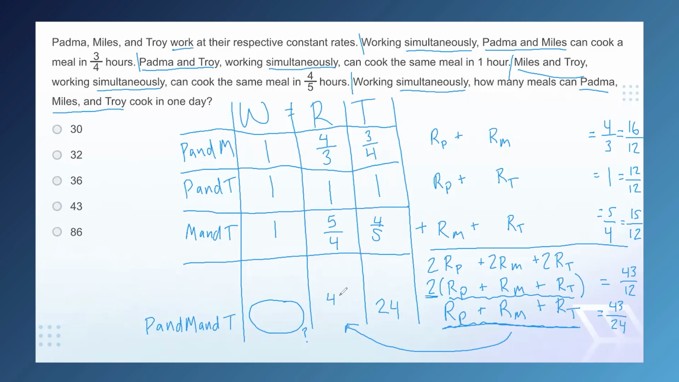Plugging this into our matrix, we start to see that this math is going to come out really clean. Work is equal to rate times time. Our rate is 43 over 24. Our time is 24. Those 24s are going to cancel out beautifully to give us a work of 43 meals in one day, or answer choice D.